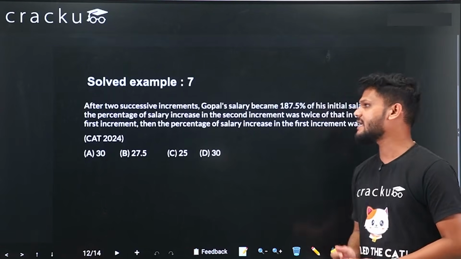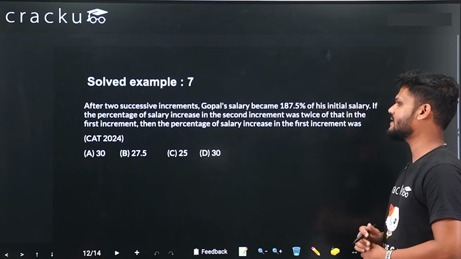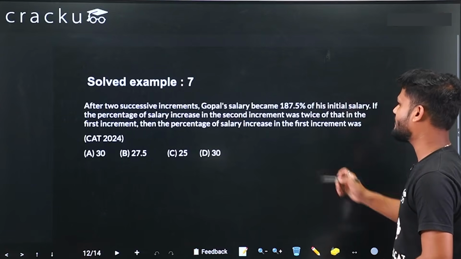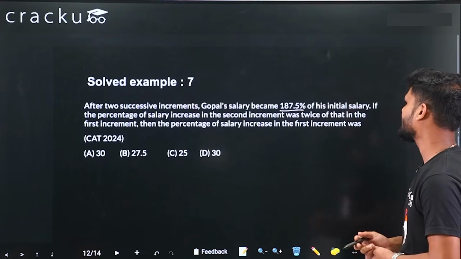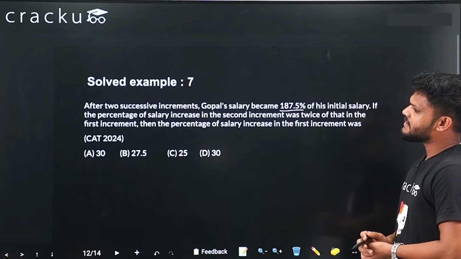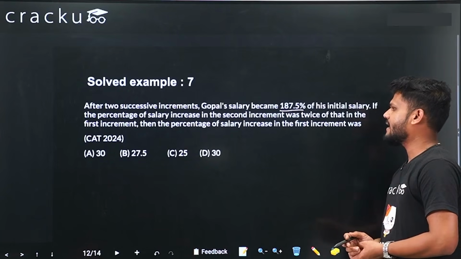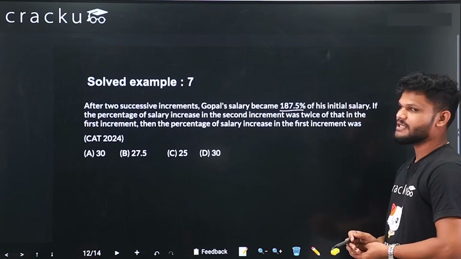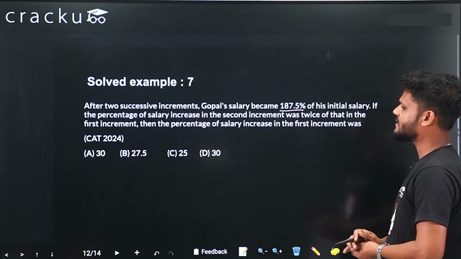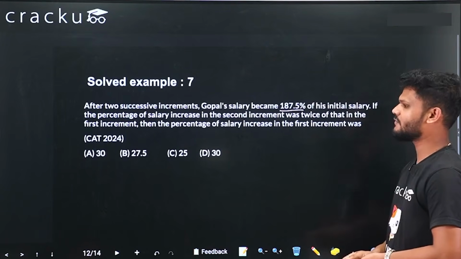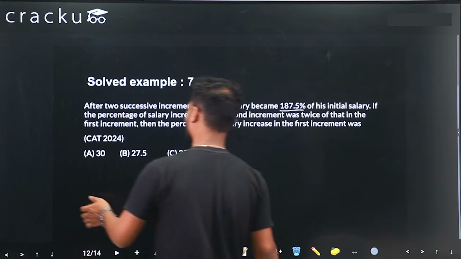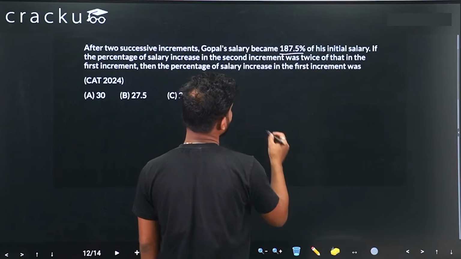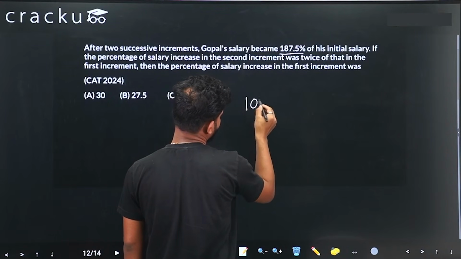In this question we are asked, after 2 successive increments, Gopal's salary became 187.5%. If the percentage of salary increase in the second increment was twice that in the first increment, then the percentage of salary increase in the first increment was what? Let us say in the first it was X percent. So for example, his salary was 100.